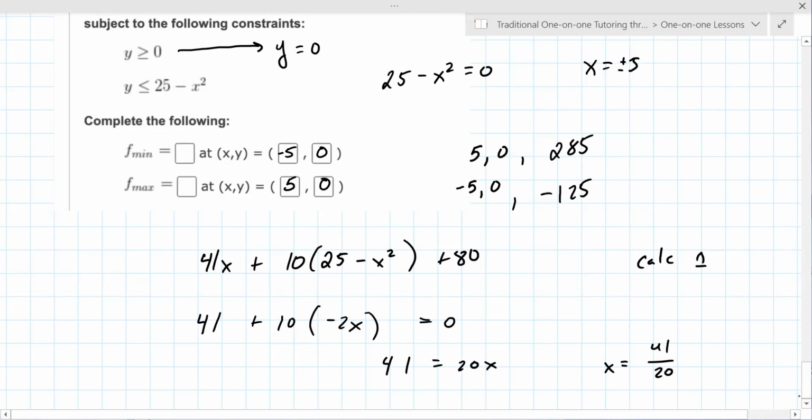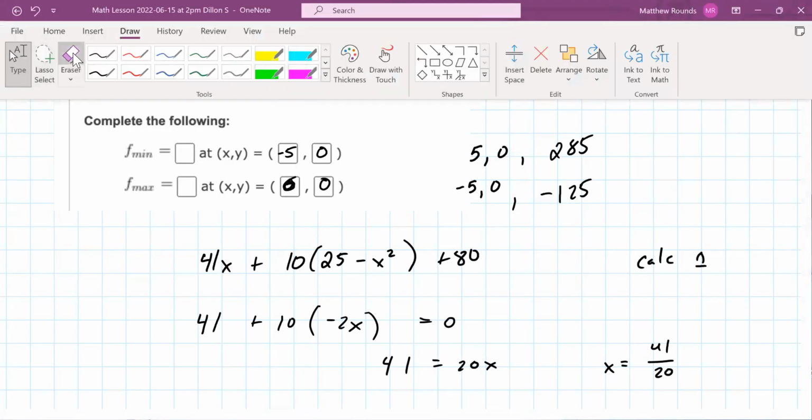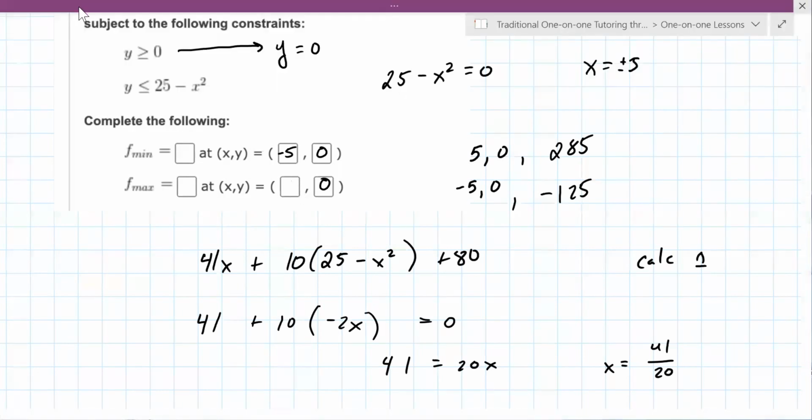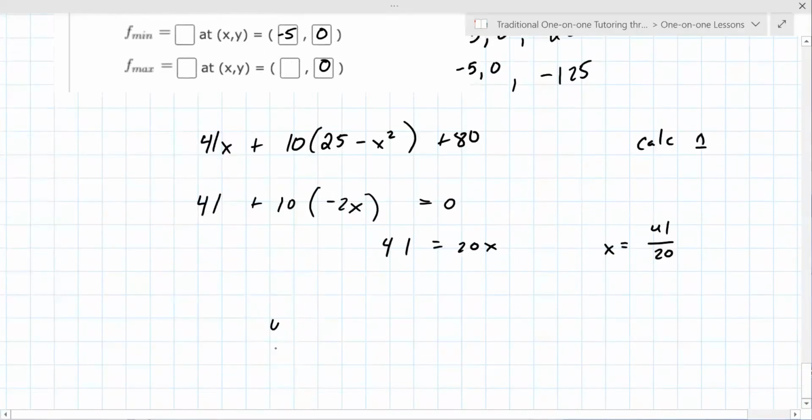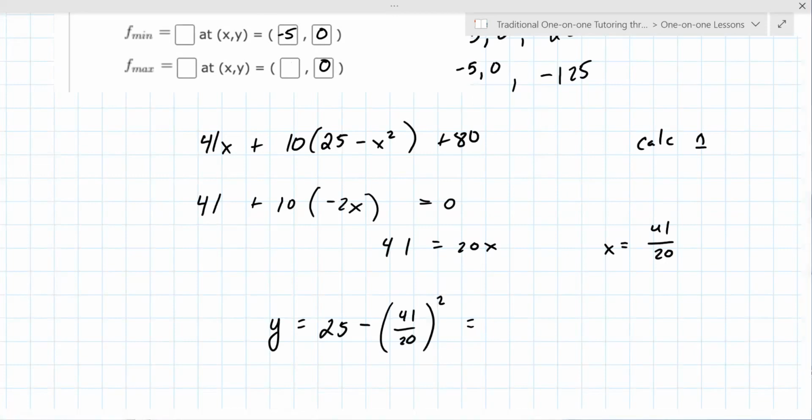And to get y, you've got to go back to your substitution. Maybe just try that number in here, 41 over 20, in that x position. Yes, that was correct. Okay. So to find your y value, your y is 25 minus 41 over 20 squared. Definitely want to grab a calculator for that. So it's 8319 over 400.